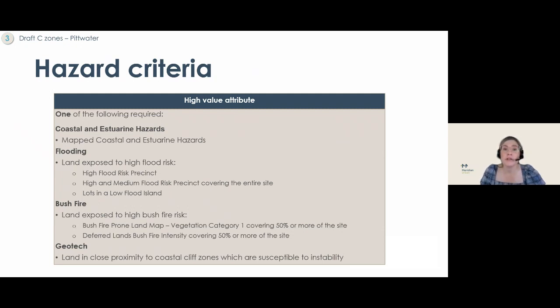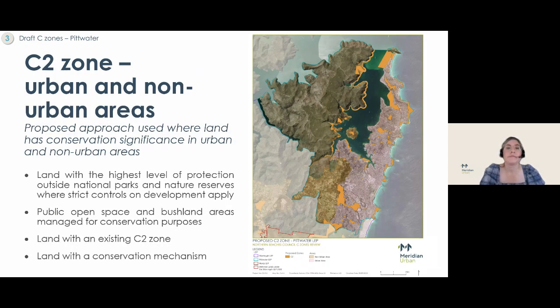As part of the conservation zones, the hazard criteria constraints identified include land subject to coastal and estuarine hazards, land subject to high risk flooding, land subject to high risk bushfire, and land affected by steeply sloping coastal cliffs, which are susceptible to instability. The next few slides, we will discuss how the environmental hazard criteria and how the environmental criteria will apply for the C2, C3 and C4 zones with a focus on Pittwater. Urban areas are shown in pink and non-urban areas are shown in brown.